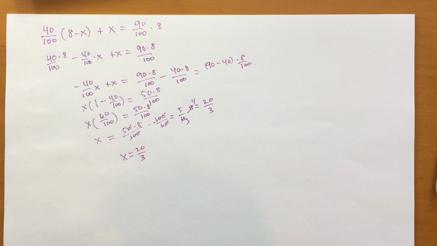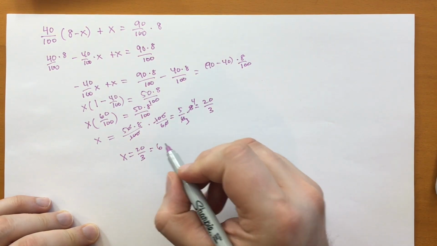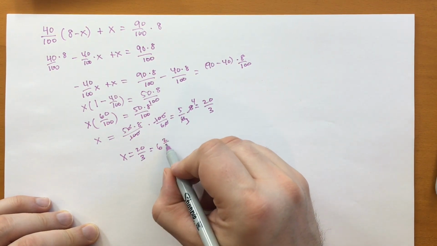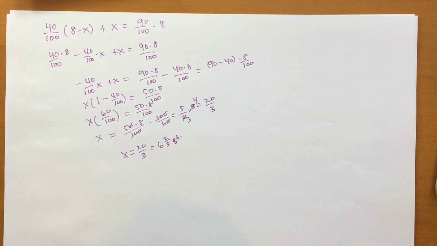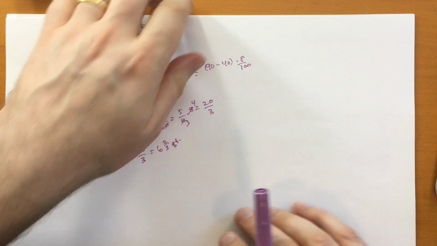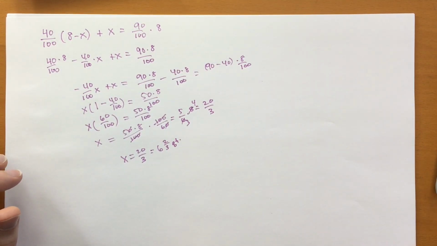You could put this in a lower form, which basically you divide 3 into 20, 6 times. You get 18, and you'd have 2 left over, 6 2/3 quarts. So when you go to the hardware store, you can say, I want 7 quarts, and I'll save a third in the last one. All right, I think that's it for this chapter.